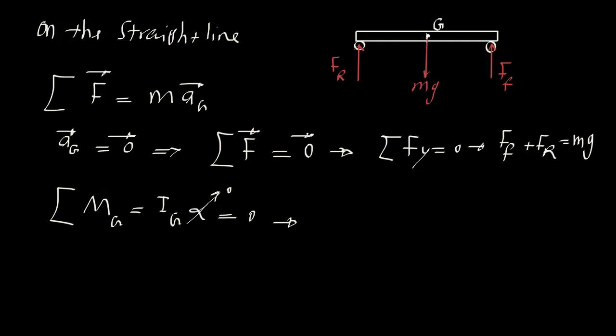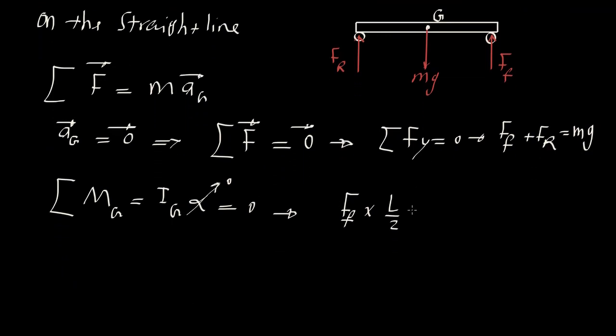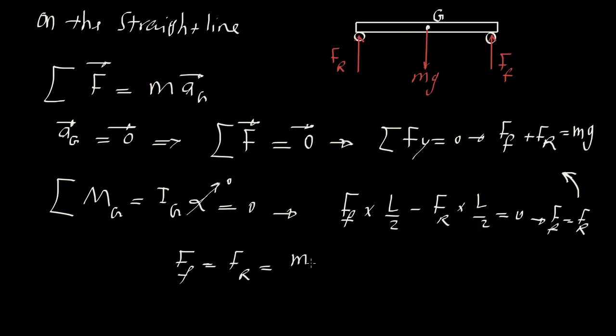So around this point G we get f of f basically times L over 2, because the length of the skateboard is L. So this is in the positive direction, and then minus f of r times L over 2 equal to 0. So from here we get f of f is equal to f of r, and if we substitute this into this equation, we get f of f is equal to f of r is equal to mg over 2, which makes sense.